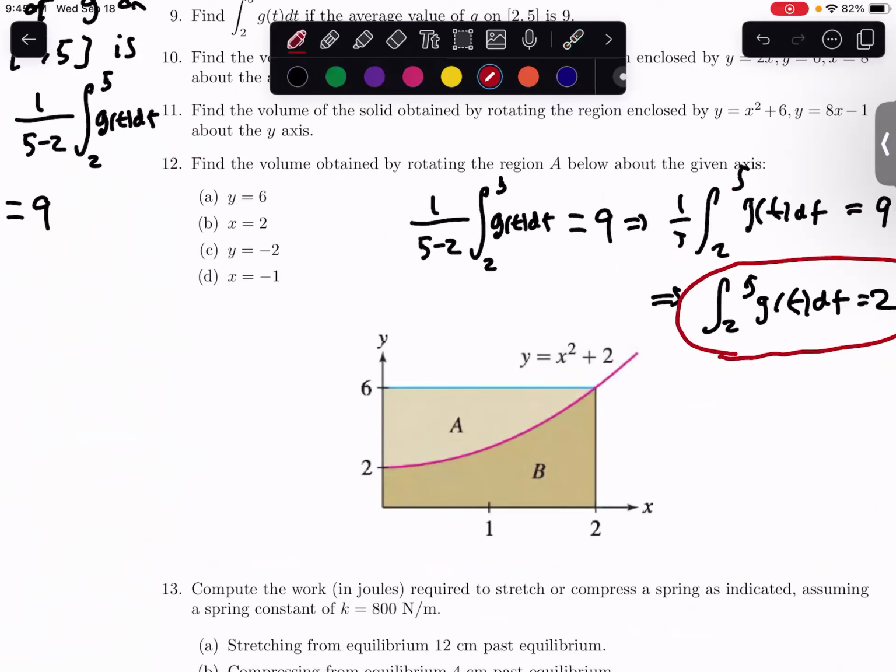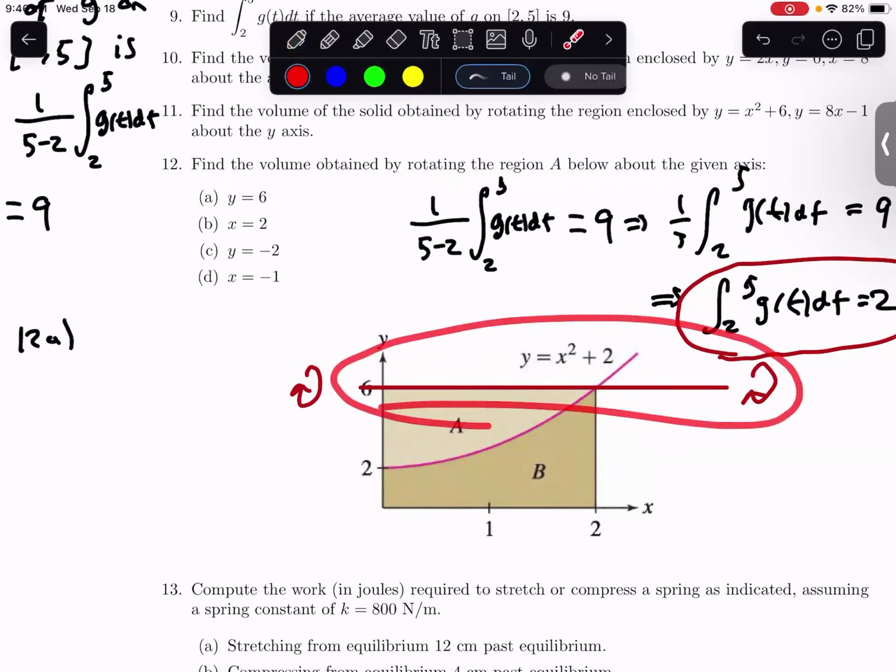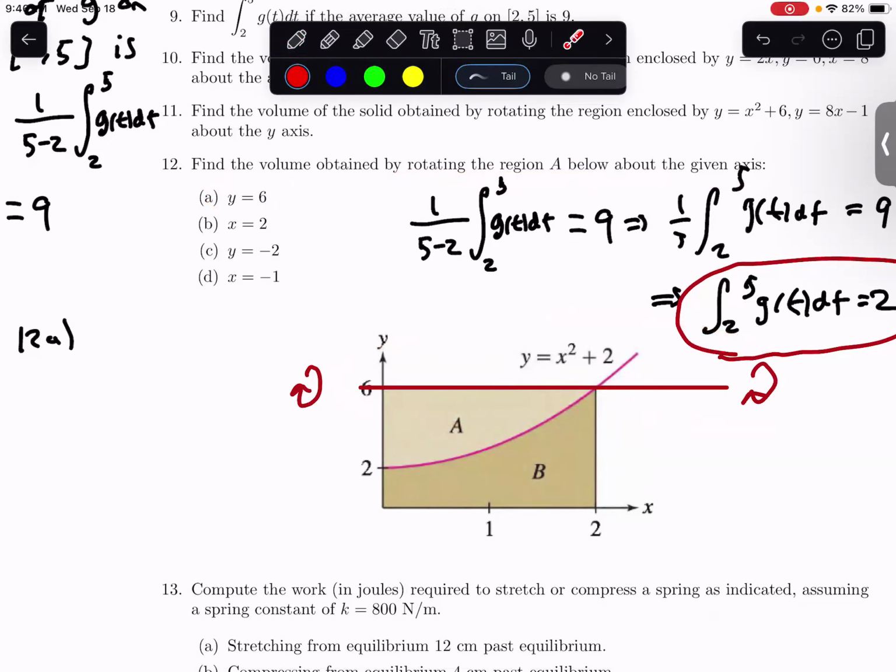So for 12a, I'll go through it a little bit faster. We're looking at the following. We want to find the volume obtained by rotating the region A below about the axis y is equal to 6. So we're rotating about this region right here. This is our axis of rotation. We're rotating about a horizontal axis, and the functions are in terms of x, so we should be using the washer method here.